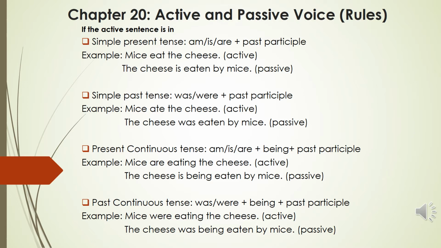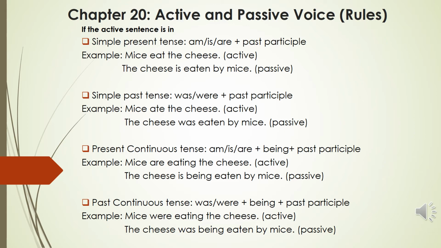If your active sentence is in present continuous tense, means there will be ing in the sentence, then you have to use is, are, am according to the subject plus being. There is an addition of the word being with the past participle. For example, the active sentence is mice are eating the cheese. Now the passive of this sentence will be: the cheese is being eaten by mice.